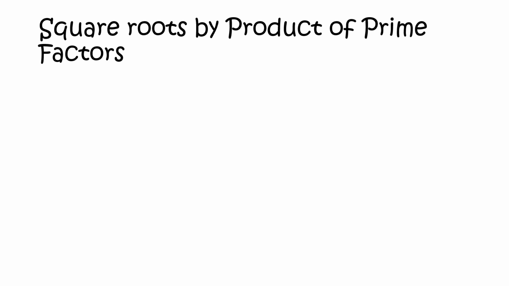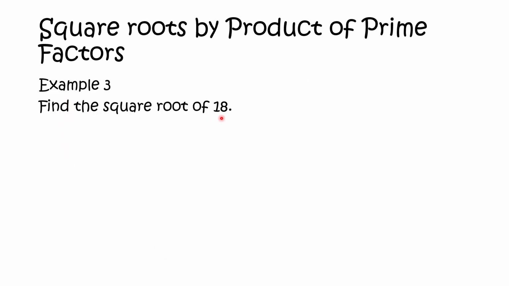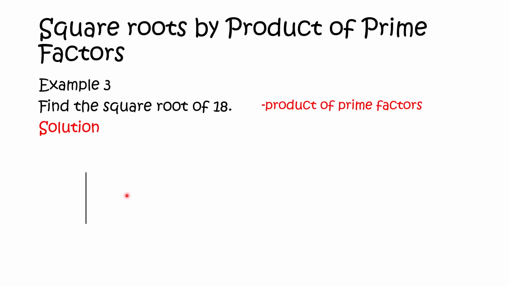Great. Let's look at an example. Example 3. Find the square root of 18. So as usual, from the prime factors video, recall, we talked about how to find the prime factors and the product of the prime factors, giving us the number itself. It is from these prime factors that we are able to come up with the square root of any number. This is, of course, for those who are trying to find the square roots without using a calculator.